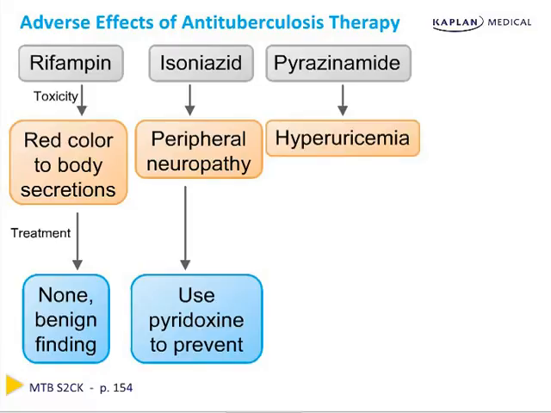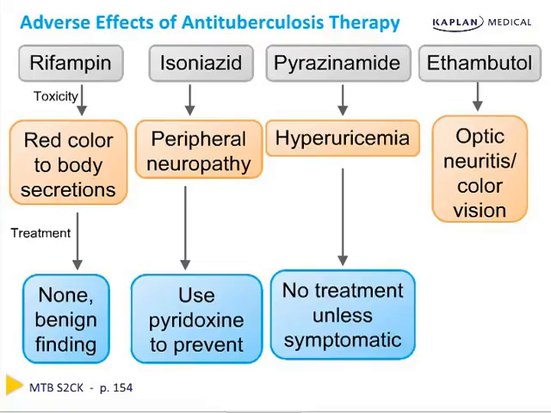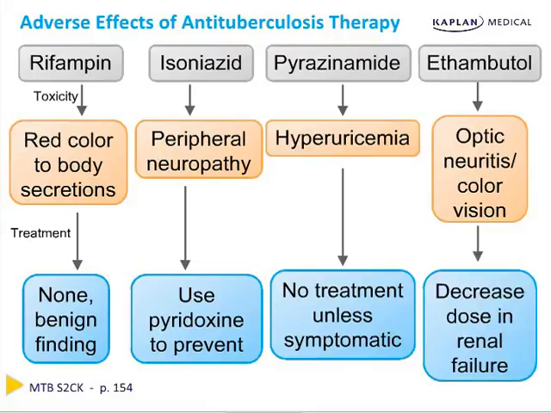Pyrazinamide has some toxicity, which is mostly hyperuricemia. Therefore, you don't have to treat these patients unless they become symptomatic with gout. In that case, you treat them the same as a gout flare. With regard to ethambutol, optic neuritis and changes in color vision is the main side effect. For this, you simply decrease the dose if the patient is in renal failure.